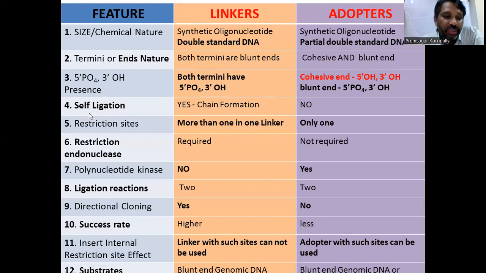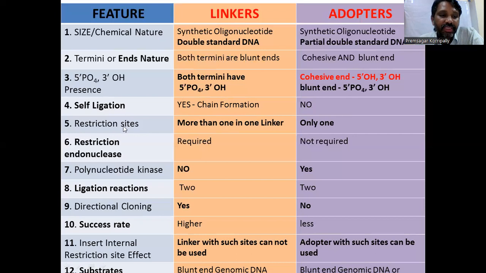The fourth feature is self-ligation. In linkers, self-ligation is possible, and there is a chance to form a chain. Chain formation can take place when you are using linkers as joining molecules. In the case of adapters, there is no self-ligation. There is no possibility of self-ligation of the adapters.